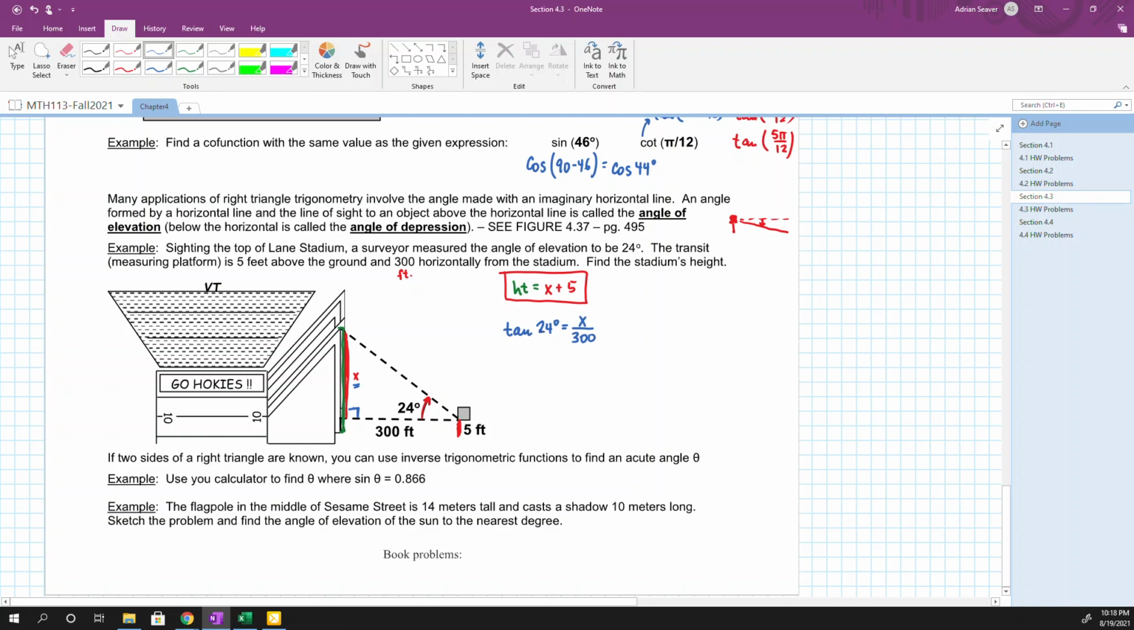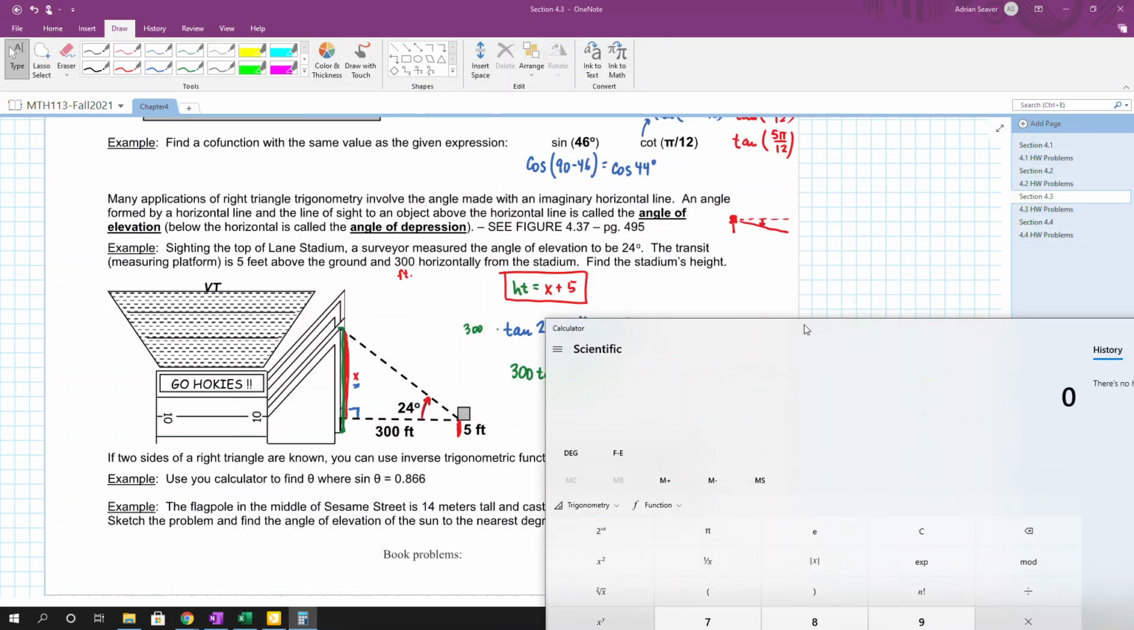So the question is, what is x? I can find that, right? The tangent of 24 degrees, hopefully we can find. If I multiply both sides by 300, these 300s are going to cancel out, and I'm going to get 300 times the tangent of 24 degrees equal to x. So let's pop open the calculator. Remember, make sure you are in degree mode in this case because it is a 24-degree angle.